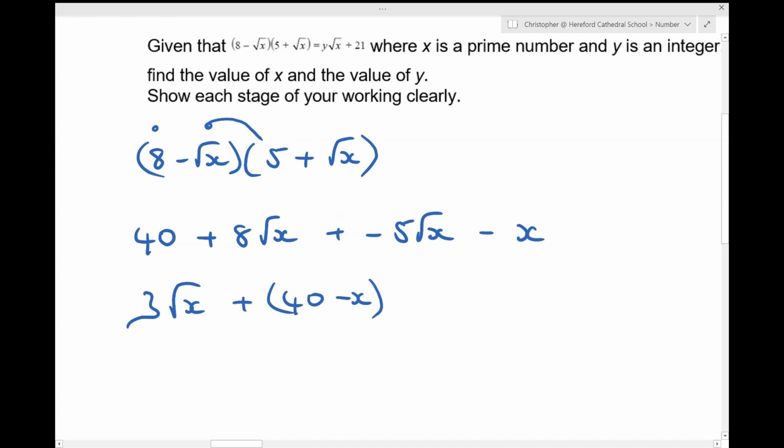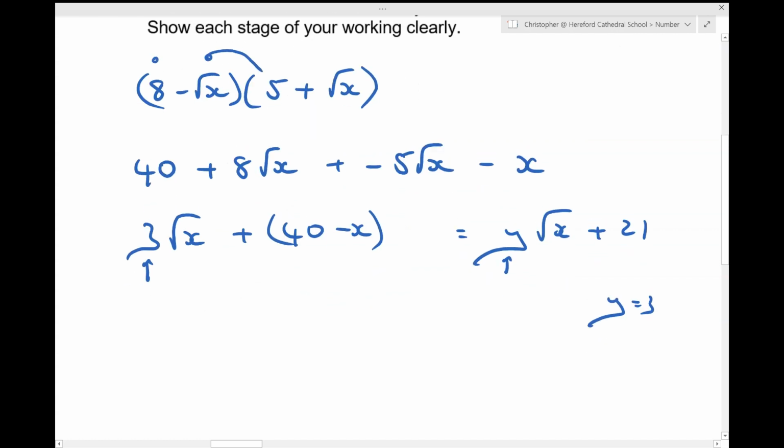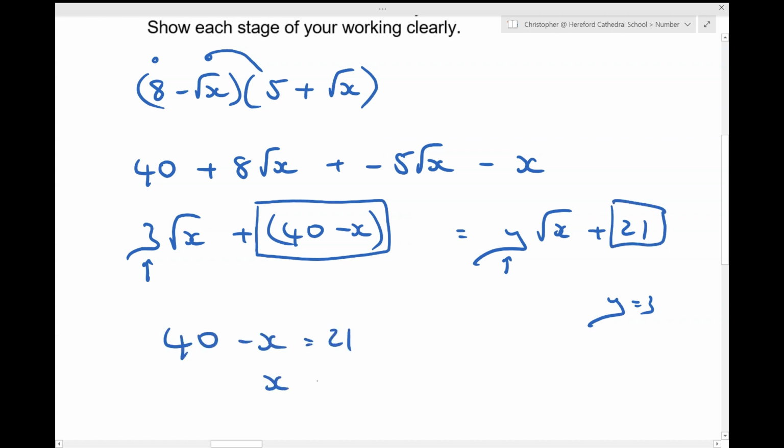Now let's look at the question. It says, given that this expression equals y root x plus 21. Aha! So 3 root x plus 40 minus x equals y root x plus 21. Well, wait a moment. In that case, y must be 3, mustn't it? Because that's how many root x's I've got. So I know that y is 3. Now what about my x? Well, I know that 40 minus x here must equal the 21. Well, if 40 minus x equals 21, then x must be 19.